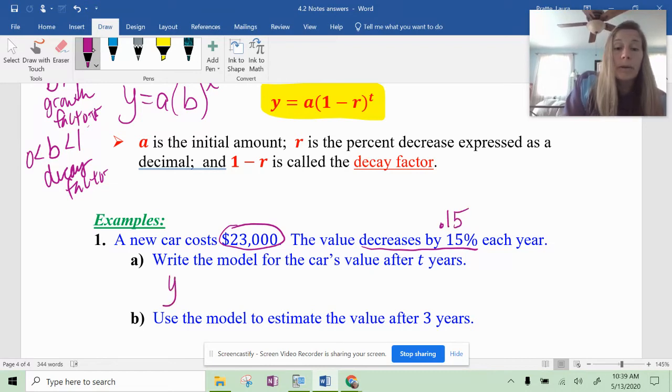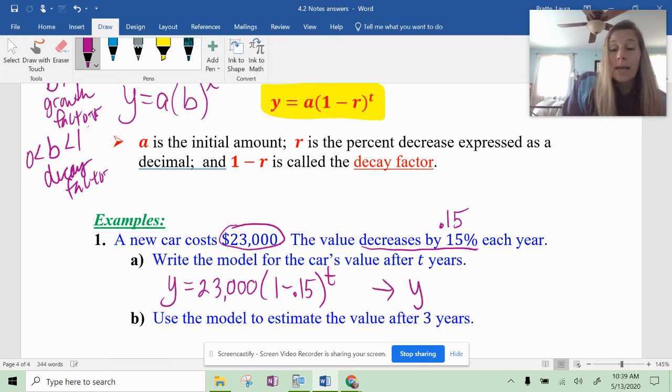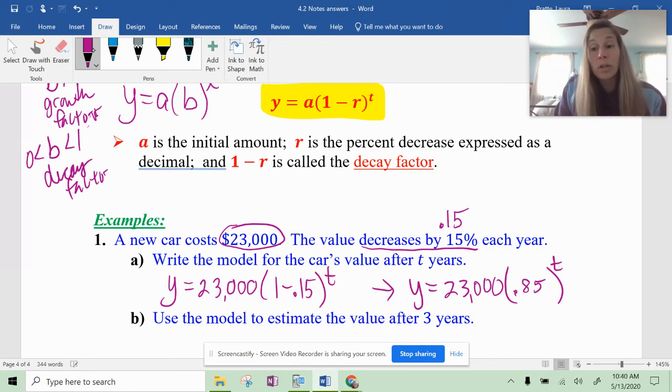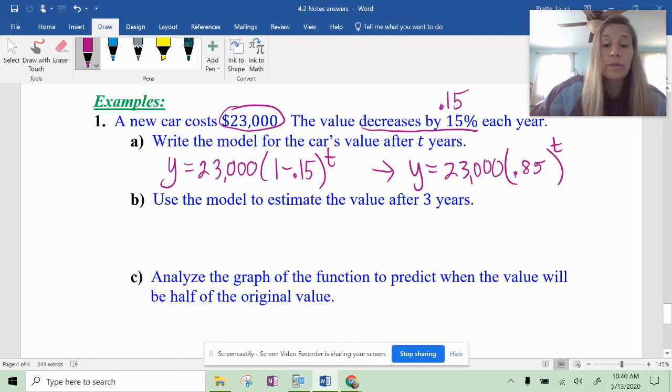So the model would be y equals 23,000 times 1 minus 0.15 raised to t. Now, to get that decay factor, you're going to go ahead and do that subtraction, and 1 minus 0.15 is 0.85, and now you can see that this is a decay function because that number in there is less than 1. So now we can use this model to find the value after 3 years.